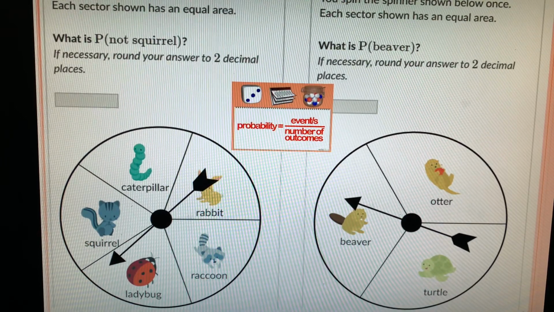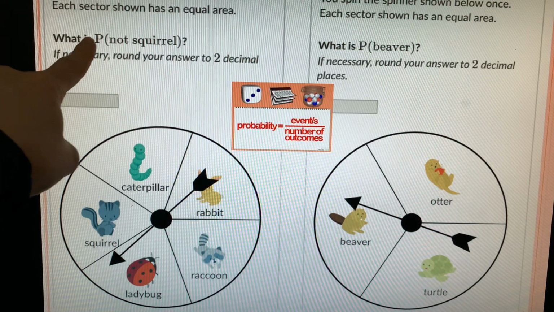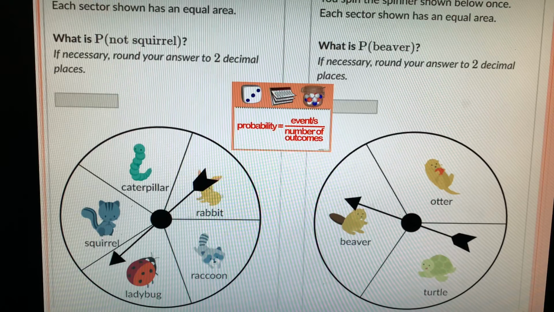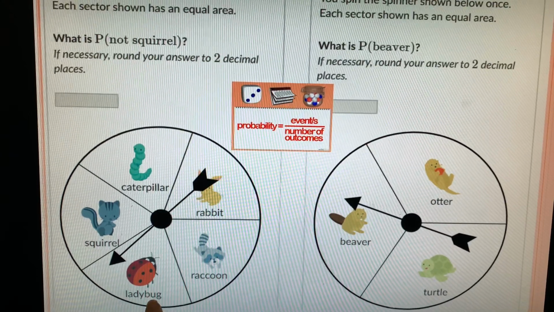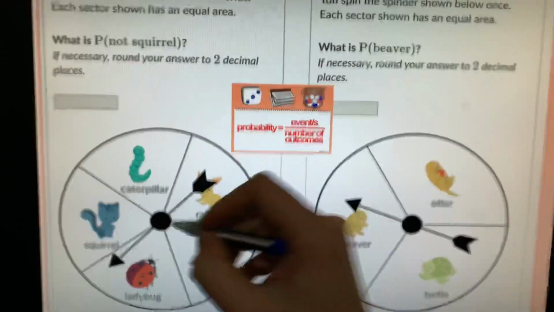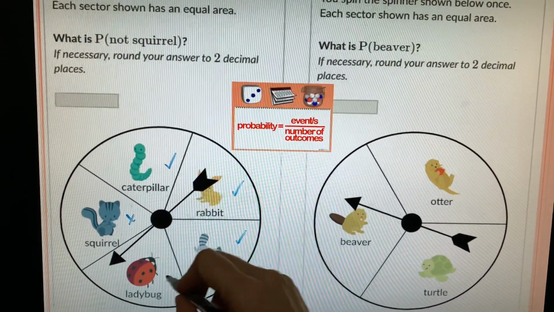So this one says, if you spin the spinner here, what is the probability of not getting a squirrel? So I do not want a squirrel. That means I'll be okay getting a caterpillar, a rabbit, a raccoon, or a ladybug. I do not want a squirrel, so I'm going to X that out. And this will make my probability okay.